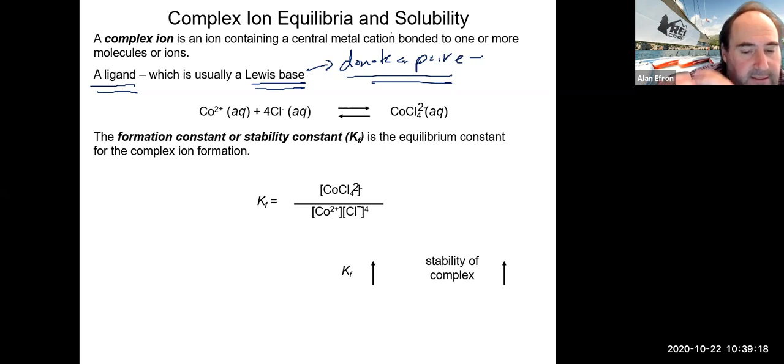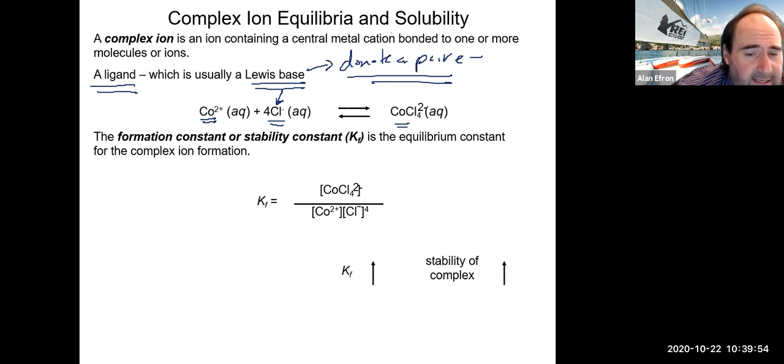So something that's really good at donating a pair of electrons is usually something with a negative charge, something that has gained electrons, something that is polar, that has some non-bonding electrons that it could share. Those are really good ligands. So this here is cobalt, which is our metal. And this is our ligand here, Cl minus, making our complex ion here, which is a cobalt in the center attached to 4 Cls.